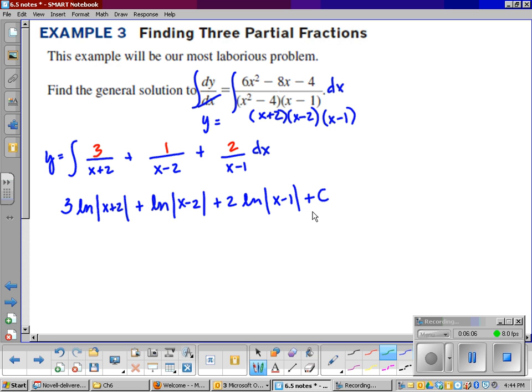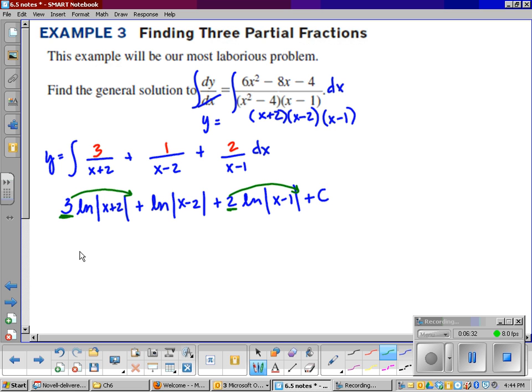Okay, this is the answer. Notice we have a plus c because it's an indefinite integral. This may not be the way the answer looks on a multiple choice, because remember, with logarithms, and you have sums, you have properties of logarithms, so you could rewrite this in terms of a single logarithm. Before you can do that, you have to move these numbers that are out front, you have to move those up as powers. This is just properties of logarithms.